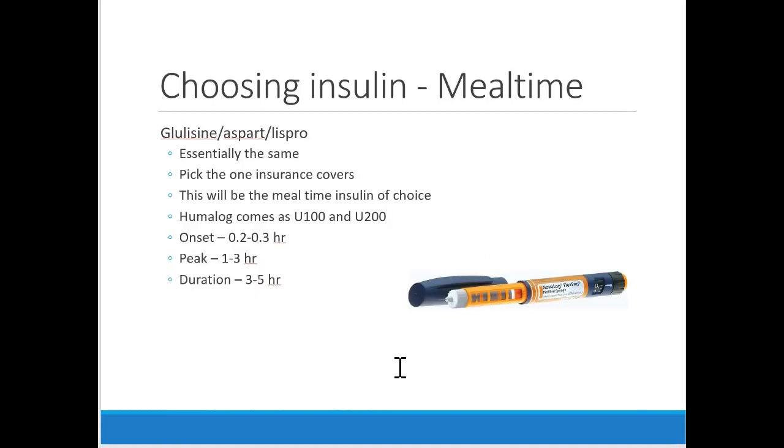Mealtime insulin, glulisine, aspart, and Lispro are all basically the same. Insurance is going to pay for one, pick that one, and they all come as U100, except for Humalog. Humalog is insulin Lispro, excuse me. And it comes as a newer product that's a concentrated version of it too. So again, for those people on higher amounts, it's a handier option. Onsets are fast, peaks are fast, duration should be relatively short.